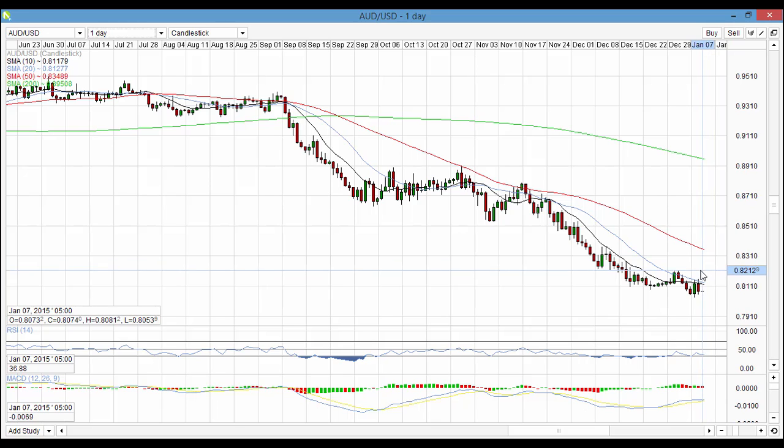You can see on the daily here on Aussie dollar that we are not at all extended from the averages. In fact, we are just touching this area of the sell zone, the area between the 10 and the 20 moving averages. So this will be my preferred pair if we're going to see a continuation of the strength of the US dollar.